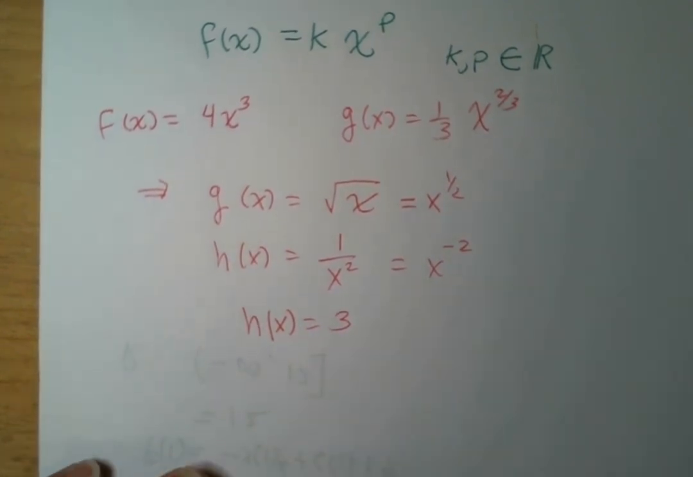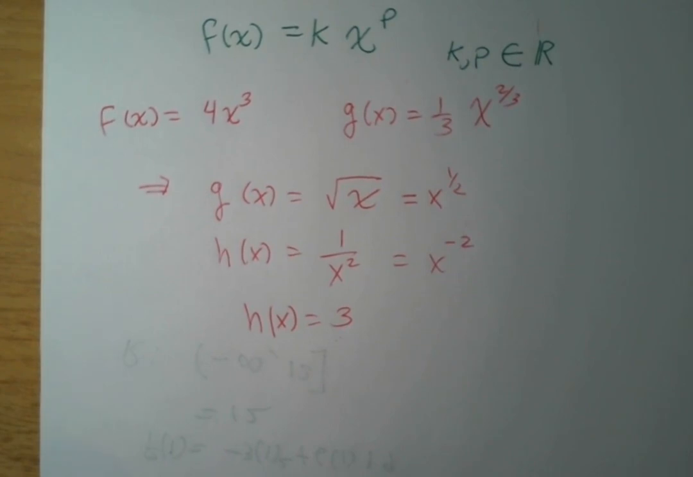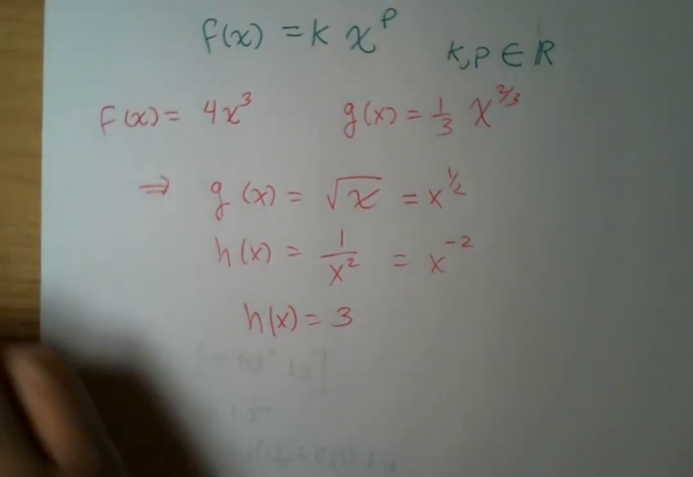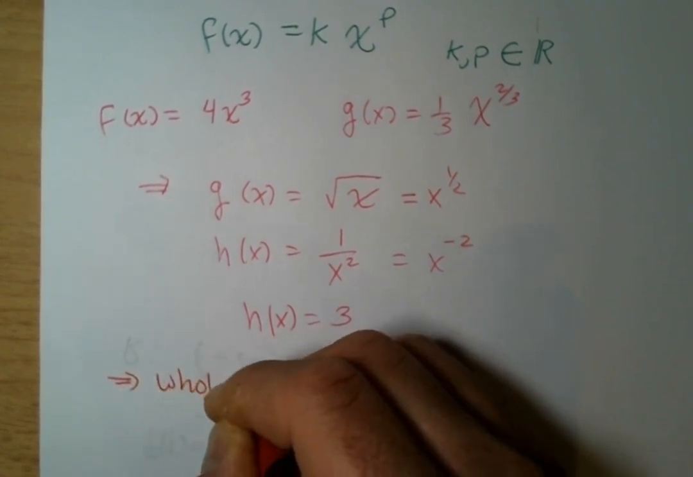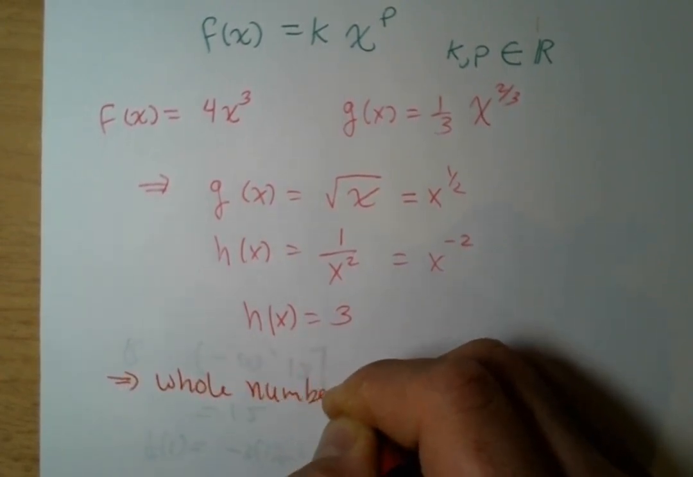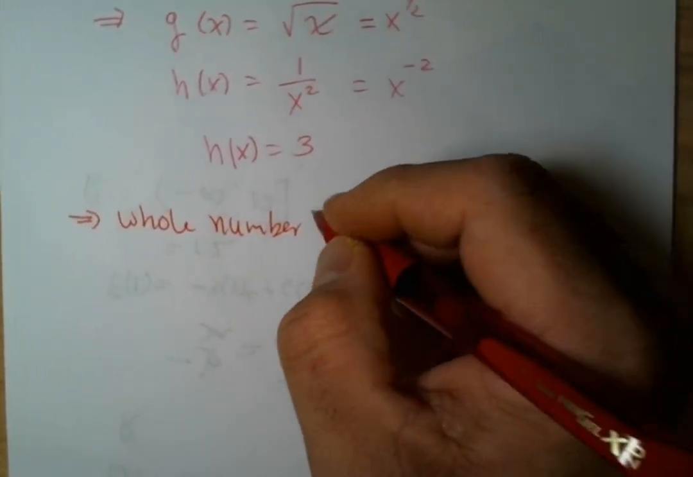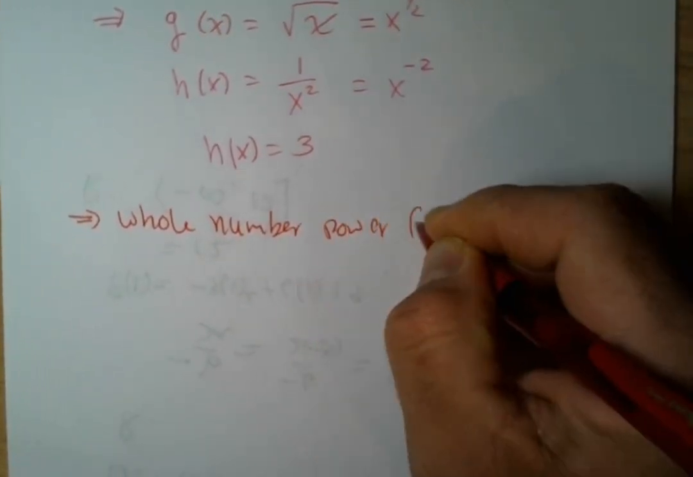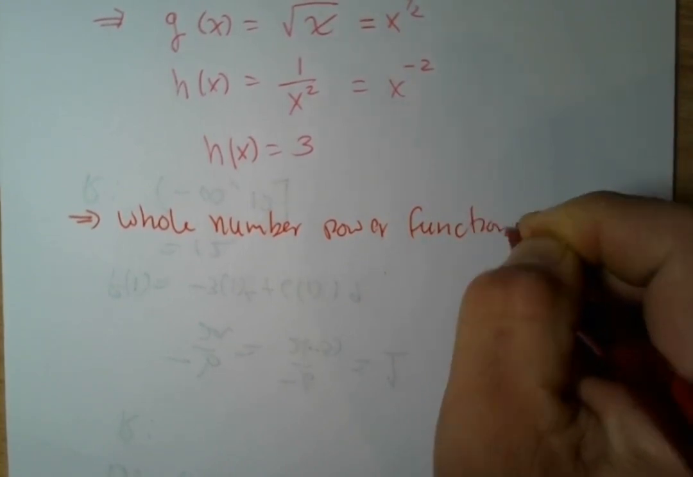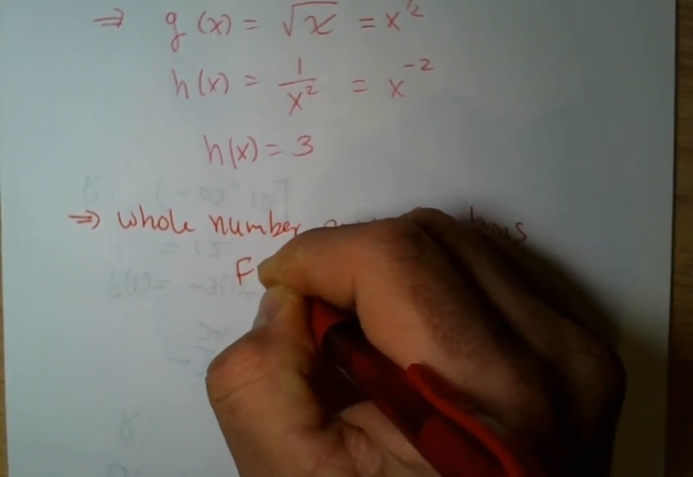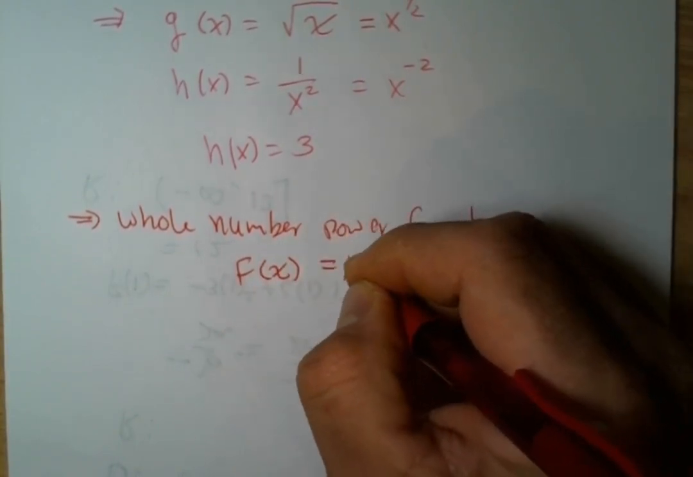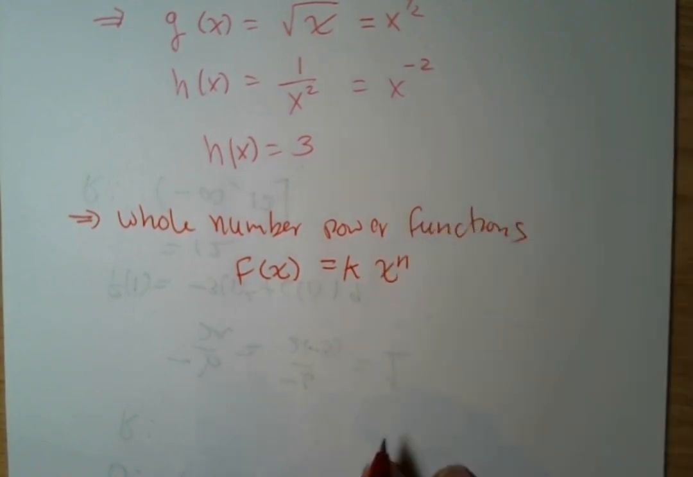Okay, so what we're going to focus on, at least in this chapter, is a very particular type of power function. So we're going to take a look at a power function where the exponent is a whole number. Okay, so we're going to look at whole number power functions that look like this.